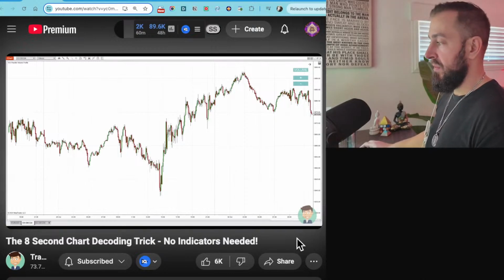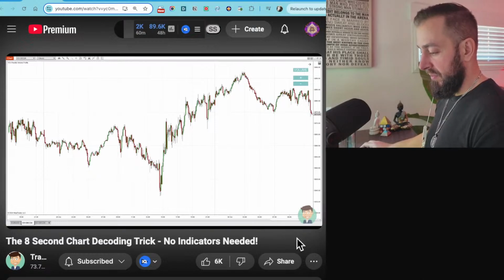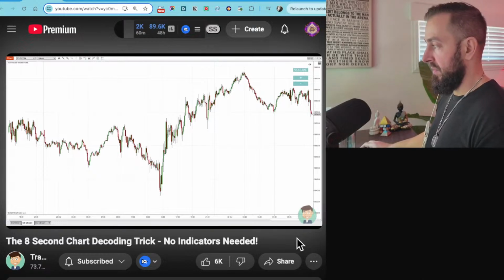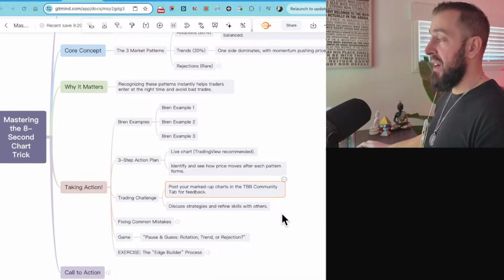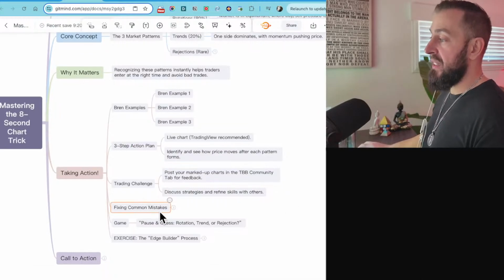At first, identifying those patterns could take some time and it will take some practice before you perfect it, but it is not really too difficult, and I highly recommend learning how to recognize those patterns and use them. Absolutely. Strongly recommended. So next, we're going to fix some common mistakes.